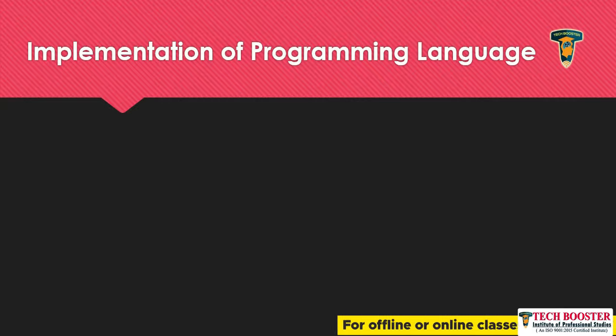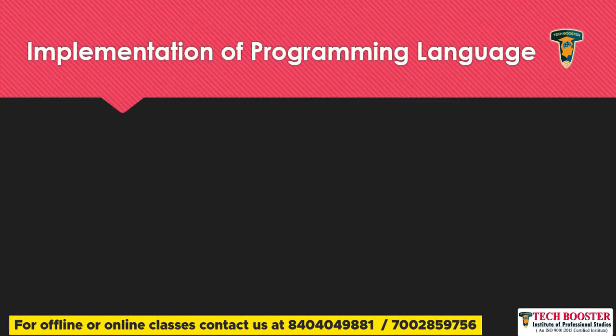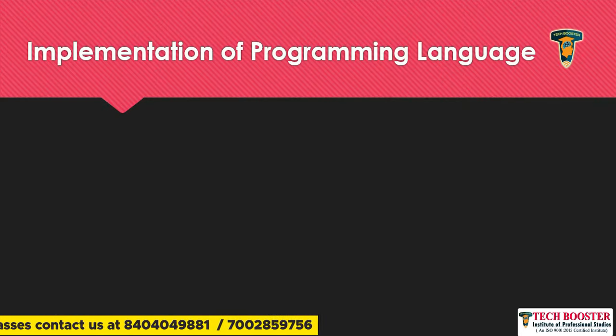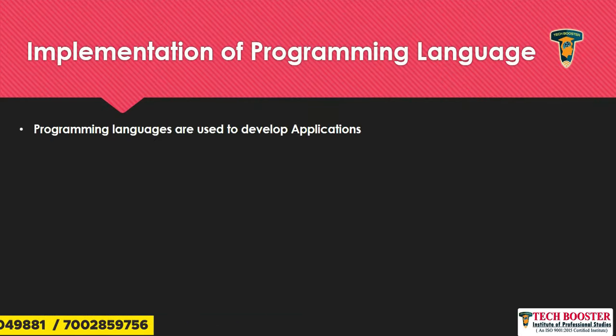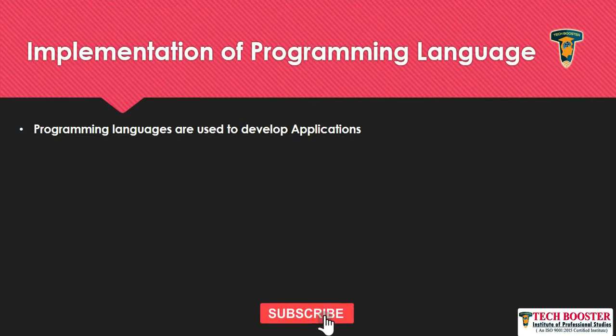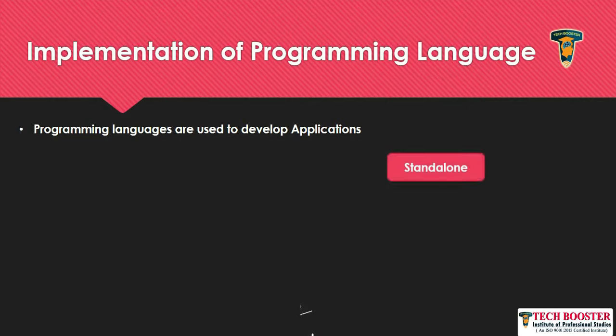So guys, in this video we'll check out what is the implementation of programming language, or in short, why programming languages are important. Programming languages are used to develop applications. And when I talk about applications, basically there are two different types of application. First one is your standalone application and the other is your web-based application. So we'll start with our standalone application.